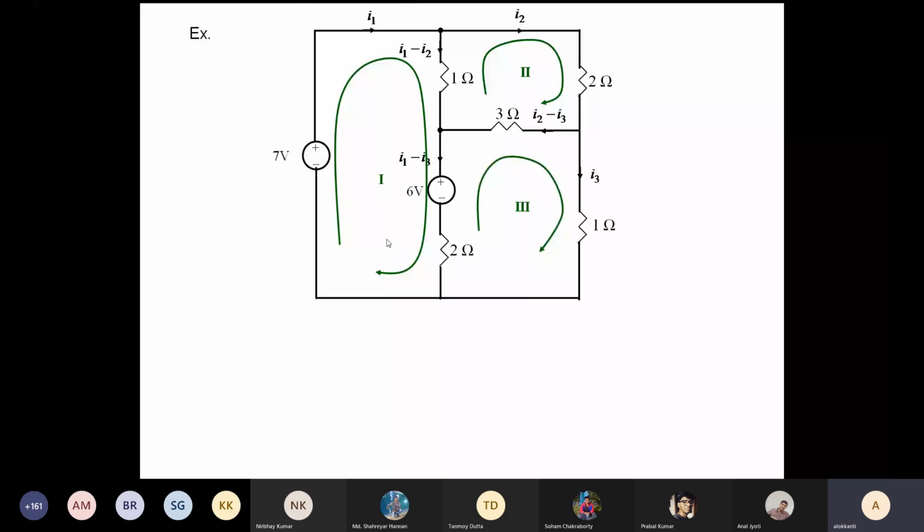So these are the three meshes I have assumed. You can choose the other way also. If the other way also, you should get the same equation, but all the signs will be different.